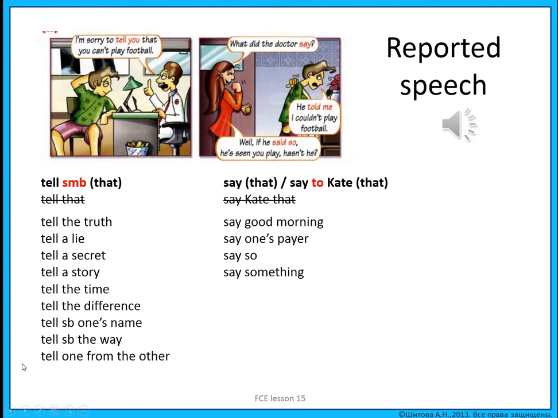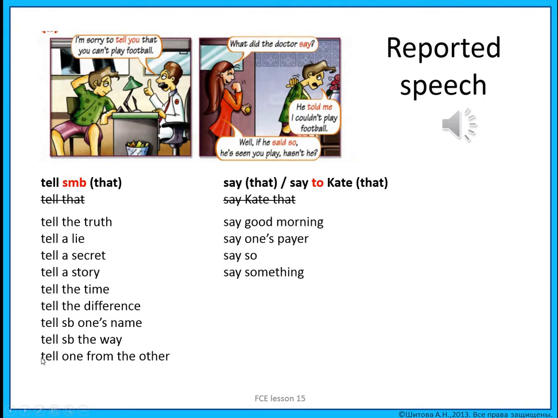Then you have some set expressions. For example, to tell the truth, сказать правду, tell a lie, солгать, tell a secret, рассказать секрет, tell a story, рассказать историю, tell the time, сказать который час, tell the difference, показать разницу, tell somebody one's name, сказать кому-то свое имя, представиться, tell somebody's way, указать дорогу, tell one from the other, отличить одно от другого. So with all these words, you use the verb tell.